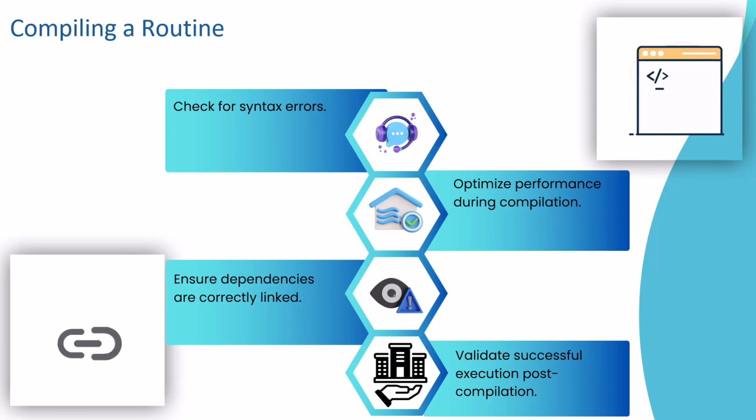Compiling a routine is like preparing a meal. If you miss a step, you might end up with something inedible. Start by checking for syntax errors. Think of it as making sure your ingredients aren't expired. Optimize performance because nobody likes waiting forever. Dependencies. They need to be in place just like the right spices. And finally, validate execution because nobody wants a dish or code that falls apart.